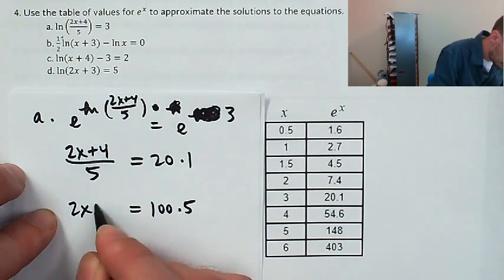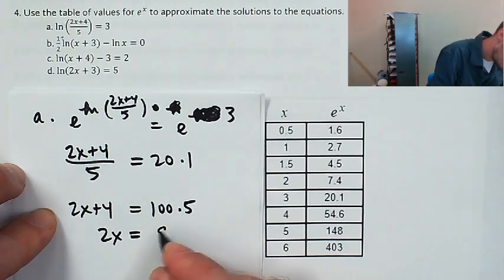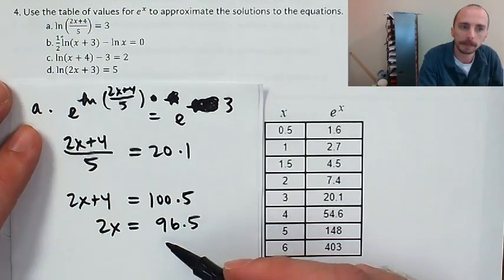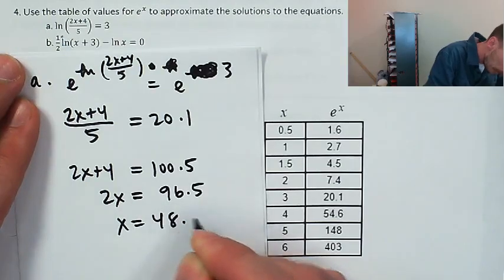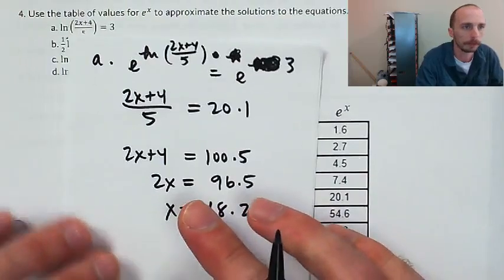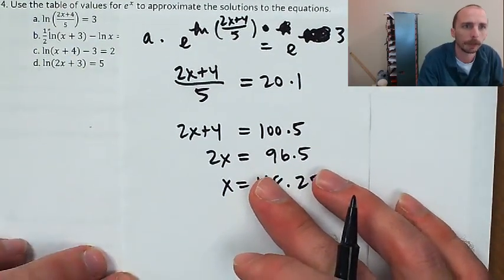And then that's 2x plus 4. If I subtract 4, I'd have 2x equals 96.5. Well, half of 96 is 48, and half of a half is a quarter, so I'm thinking x is going to be 48 and 25 cents. Okay, that was a lot, but I think you'll be glad we worked that problem together, I don't know, at some point.